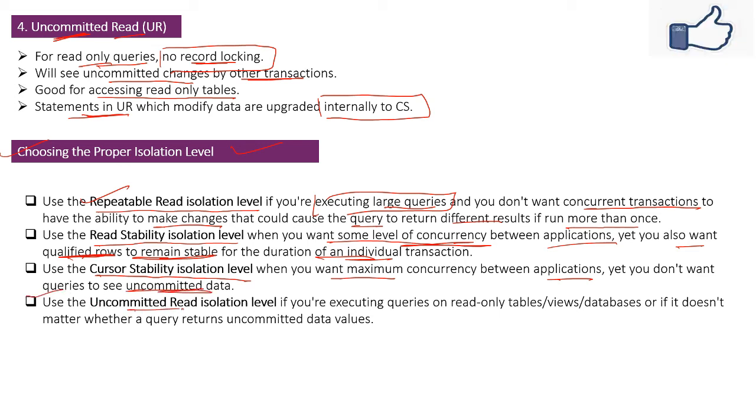Fourth one is uncommitted read isolation level. If you are executing a query on a read only database, and it doesn't matter whether a query returns uncommitted data or values. Okay, and in the cursor approach, the third one, wherever your cursor is, only that row will be locked.